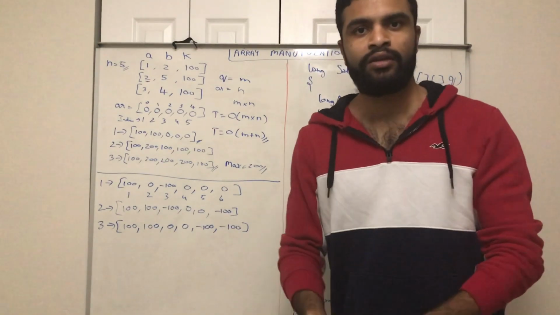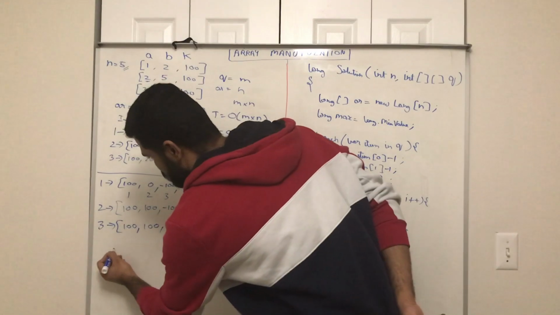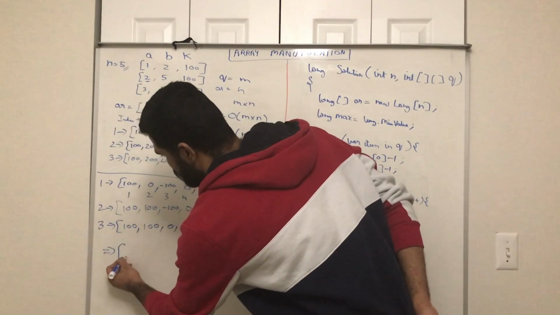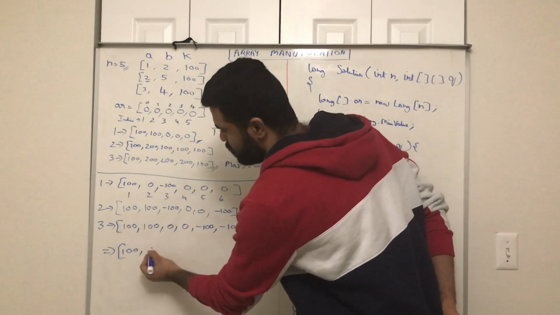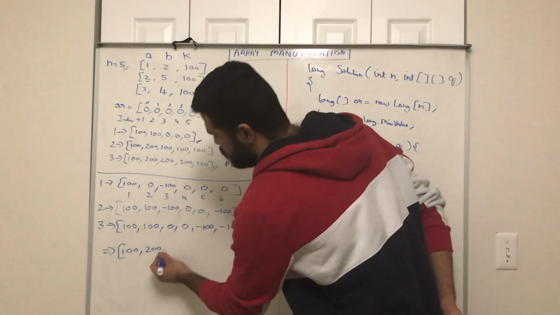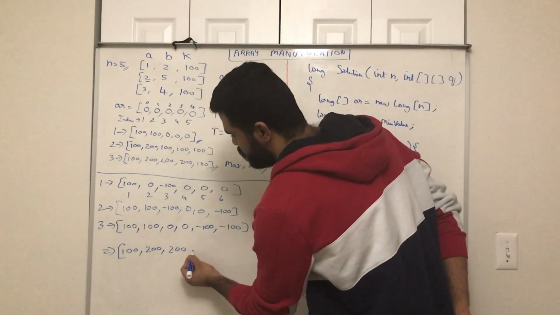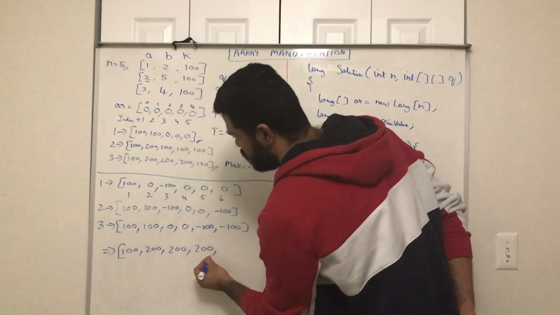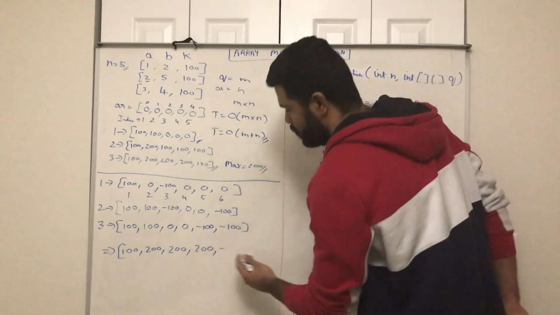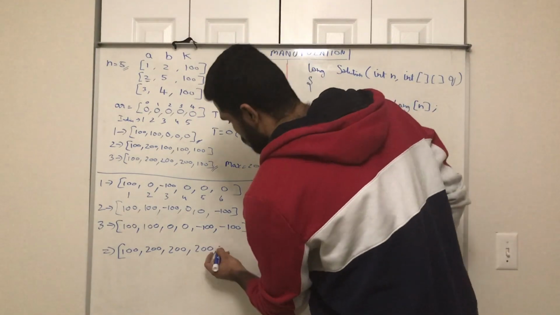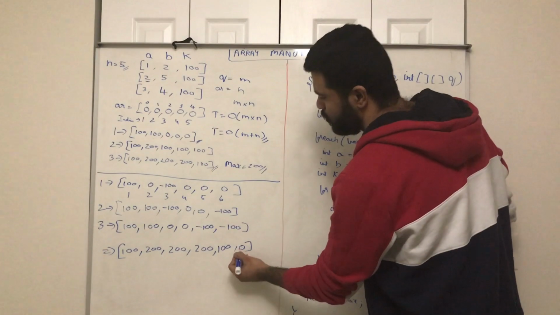Now I will apply the prefix sum array algorithm. Okay, let's apply it. The first element will be 100, and the second element will be 100 plus 100, that will be 200, and the third element will be 0 plus 200, that will be 200, fourth will be 0 plus 200, that will be 200, fifth will be minus 100 plus 200, that will be 100. The last will be minus 100 plus 100, that will be 0.